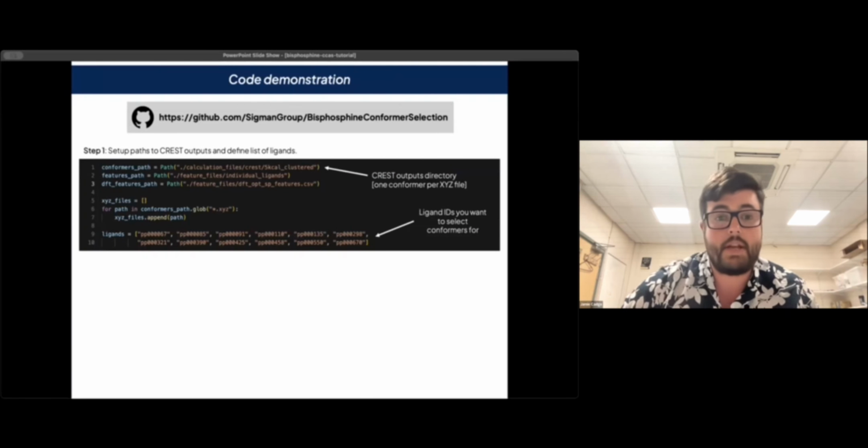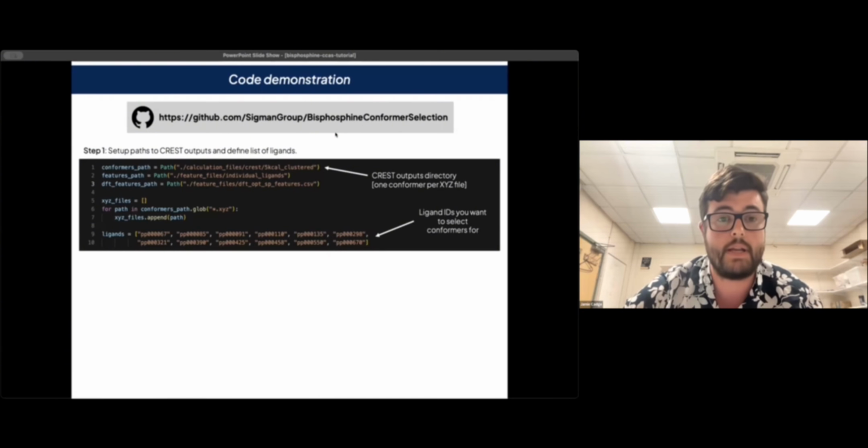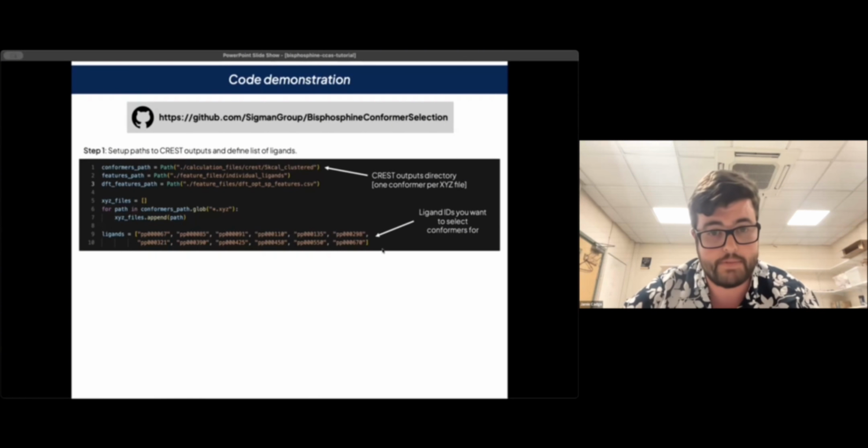So very quickly towards the end, I'm just going to buzz through some of the code to do this. This is all available on the Sigman Group's GitHub in the bisphosphine conformer selection repository. The first thing in this notebook is that you set the conformers path. These are the outputs directly from CREST. It requires one XYZ file per conformer. And then you generate a list at the bottom here of the ligand IDs that you want to select the conformers for.